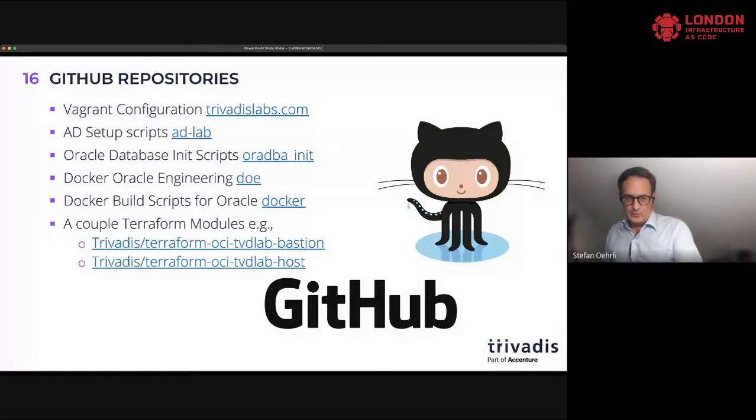This is the overview of my repository. I think the repository which was found by Dennis was the first one, the Vagrant configuration for Trivadis Labs.